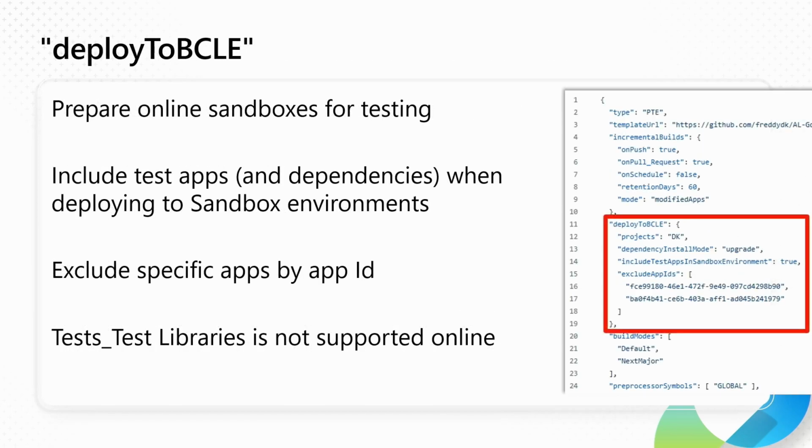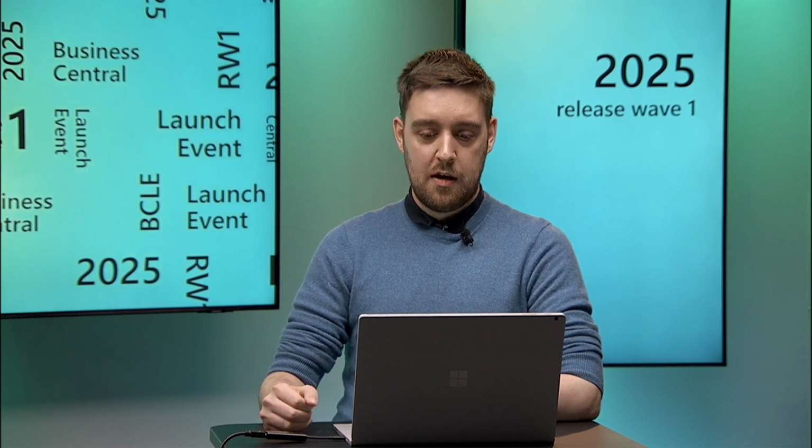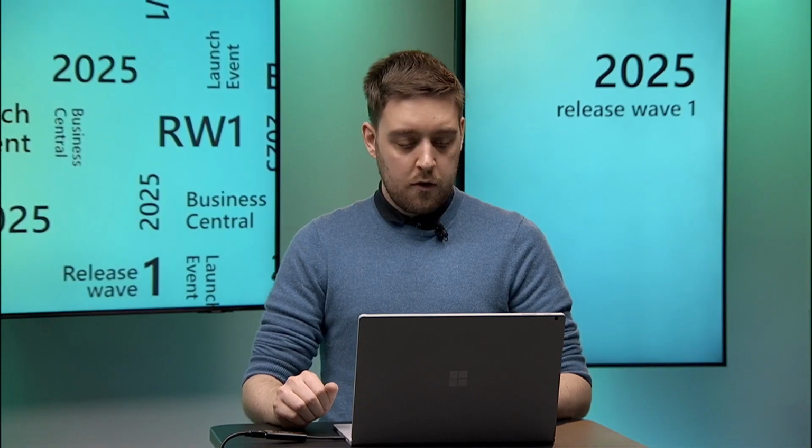On top of that, we now also have the option to exclude apps by ID when you deploy. So in case you want to test only a specific app, you can now do that. And let's run a demo showing how this works.